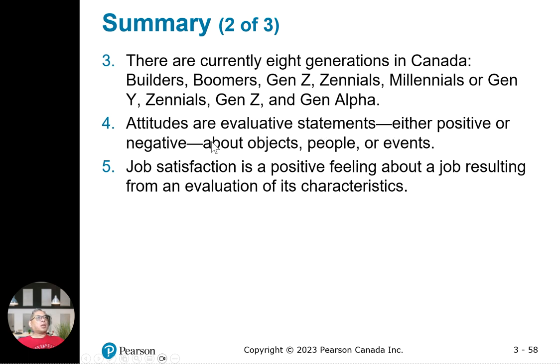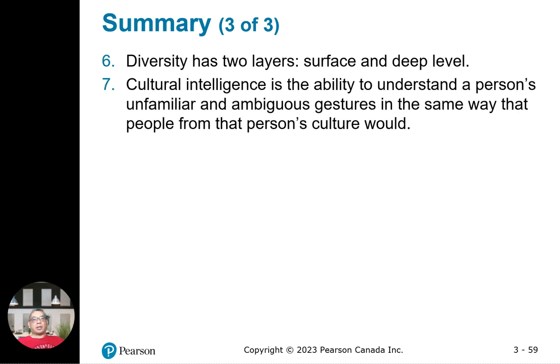Number four, attitudes are evaluative statements, either positive or negative, about objects, people, or events. Job satisfaction is a positive feeling about a job resulting from an evaluation of its characteristics. Number six, diversity has two layers, which are surface and deep level. Number seven, cultural intelligence is the ability to understand a person's unfamiliar and ambiguous culture in the same way that people from that person's culture would.